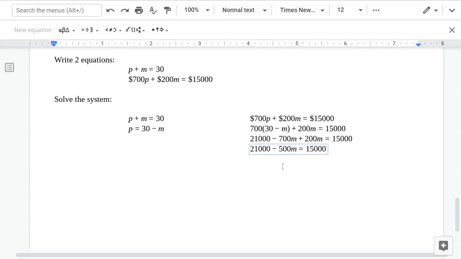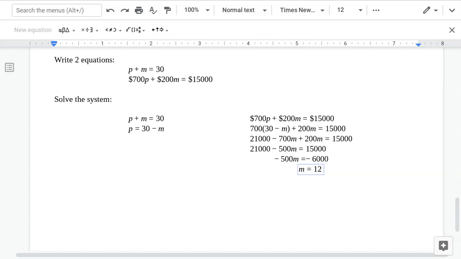And then to solve, we need to subtract 21,000 on each side of the equation, which is going to give us negative 500M on the left side equal to 15,000 minus 21,000, which is negative 6,000. And when we divide through by negative 500, we will get a result of M is equal to 12. Okay, so now we know that there are 12 color monitors on the loading dock. And so we get M is equal to 12.